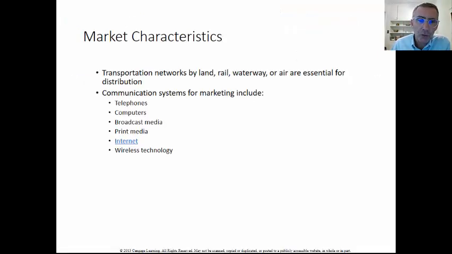infrastructure development in China. Market characteristics continued. We're looking now at transportation networks by land, rail, waterways, or air, essential for distribution. So there was a really interesting story about Mary Kay. It was a case study. You guys are probably familiar with Mary Kay, makeup type stuff. Sorry, that's a very technical term.